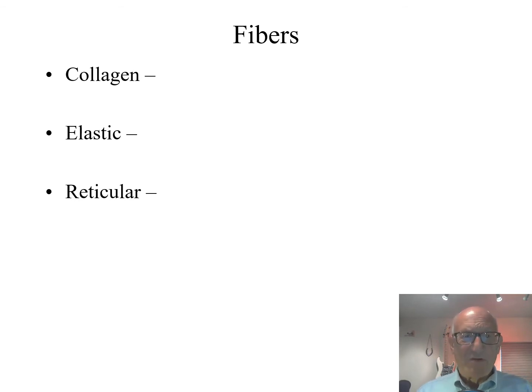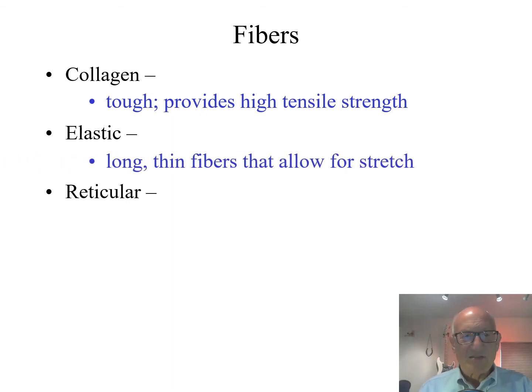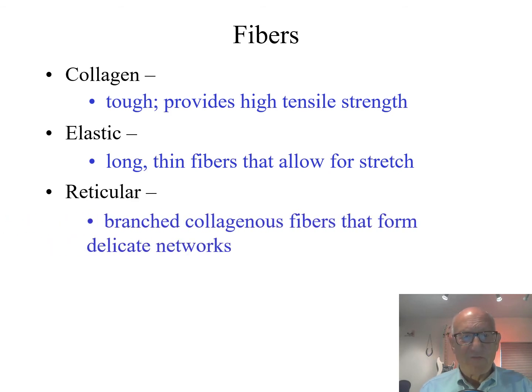The fibers that we're going to find in connective tissue are basically three kinds. Collagen fibers, they're tough fibers and provide high tensile strength. Elastic fibers that are long, thin fibers and allow for stretch and recoil or rebound. And reticular fibers that are branched collagenous fibers that form delicate networks. This is sort of a spider web kind of appearance.